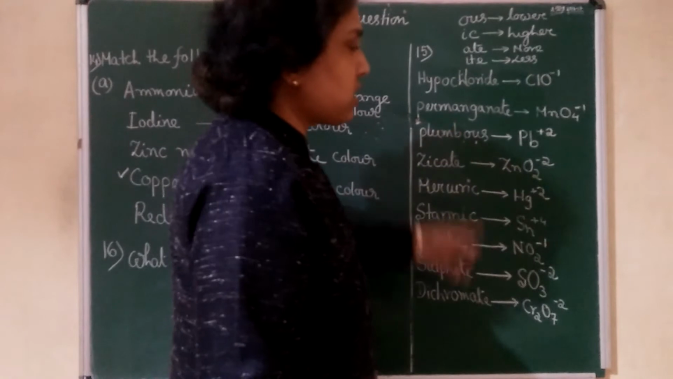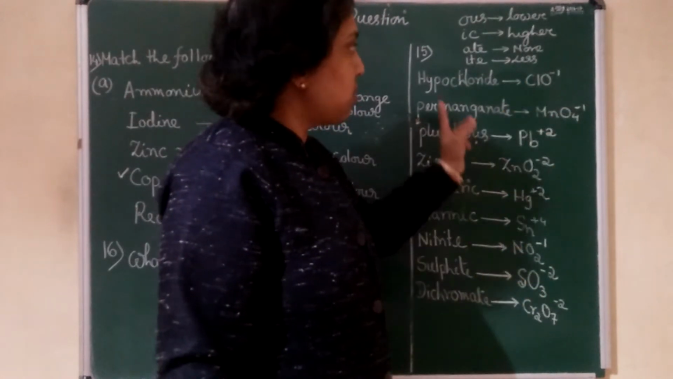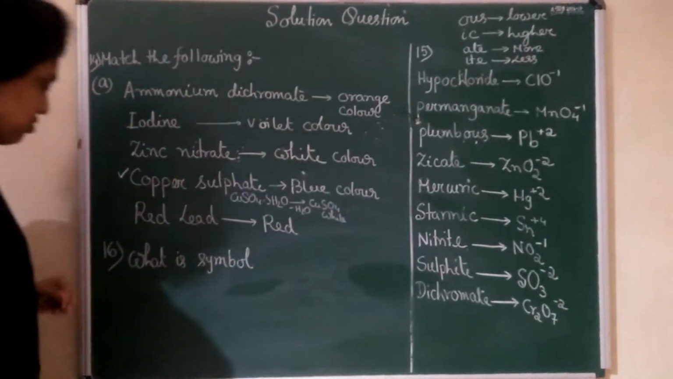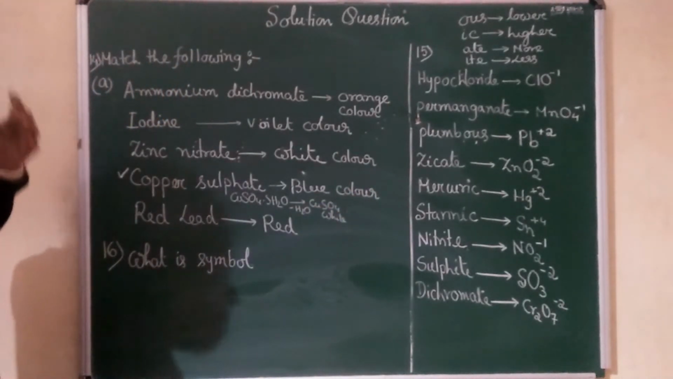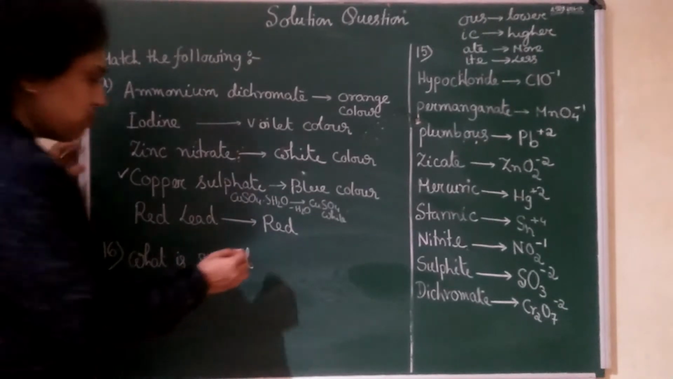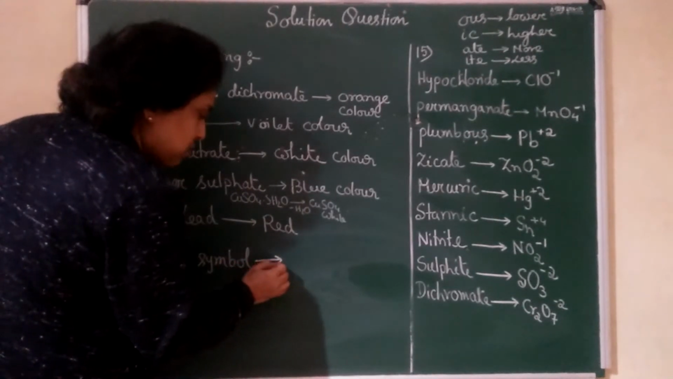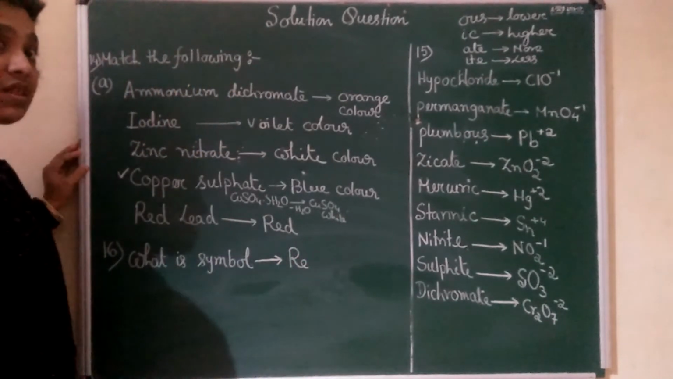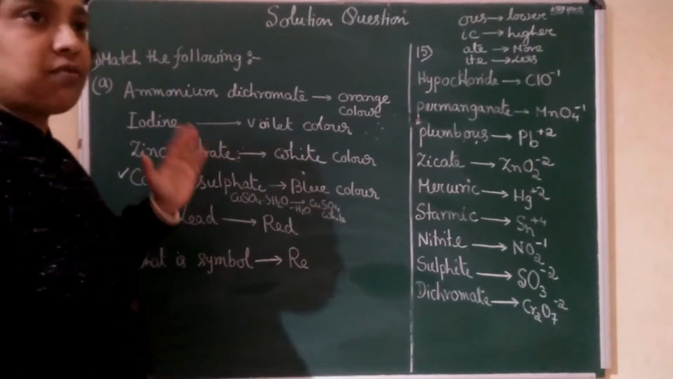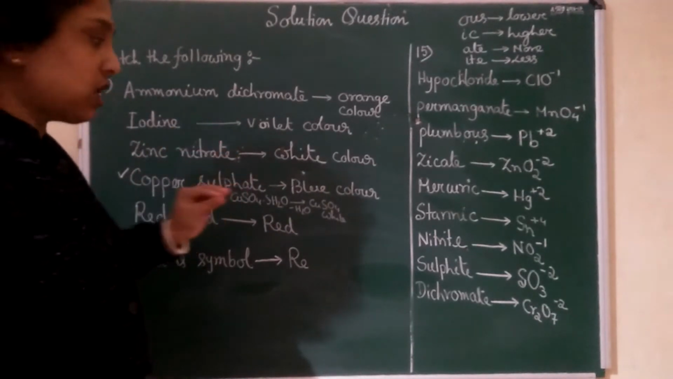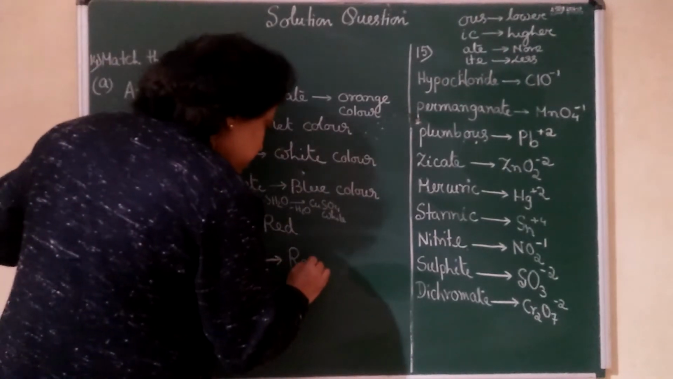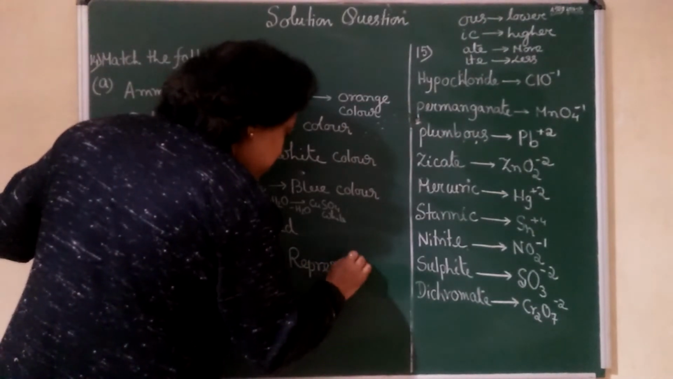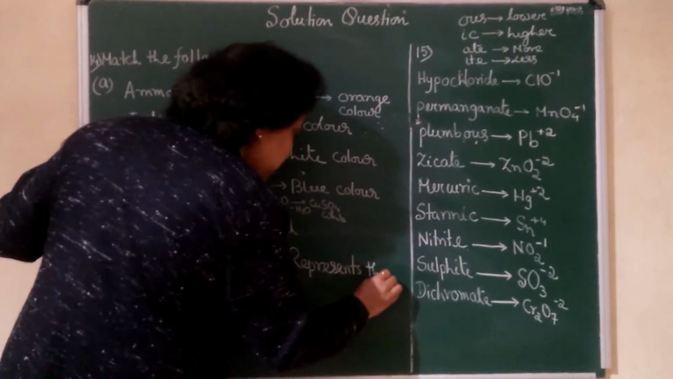This is all about the valency. If you know the valency, then you can easily do the match the following. Next question is, what is a symbol and what does it represent? A symbol represents an element. With the symbol we represent the element. With a molecular formula it represents the molecule.